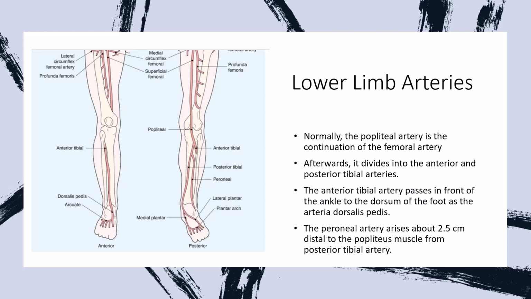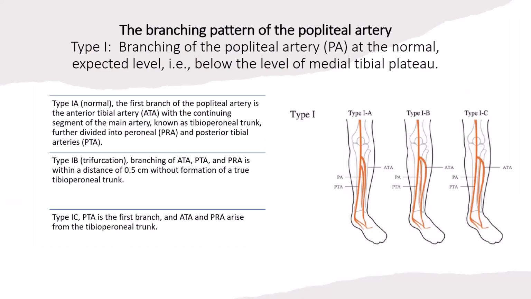The anterior tibial artery passes in front of the ankle to the dorsum of the foot as the dorsalis pedis artery. The peroneal artery arises about 2.5 cm distal to the popliteus muscle from the posterior tibial artery. There are three different branching patterns of the popliteal artery.